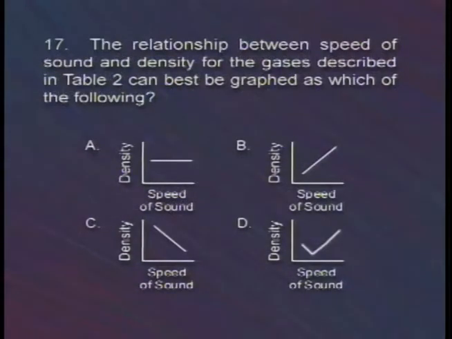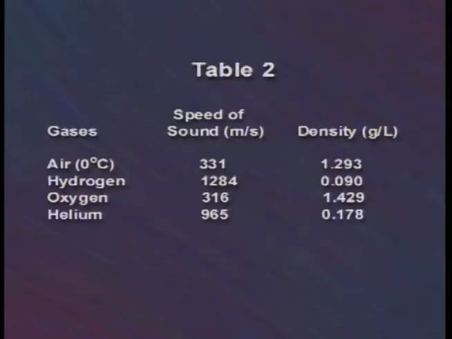Question 17. The relationship between speed of sound and density for the gases described in Table 2 can best be graphed as which of the following? Let's focus on Table 2, particularly the part related to gases. This relationship is more difficult to determine at first glance. The speeds of sound are not in any particular order. Our first task is to place some order on the values. Let's draw our own graph.